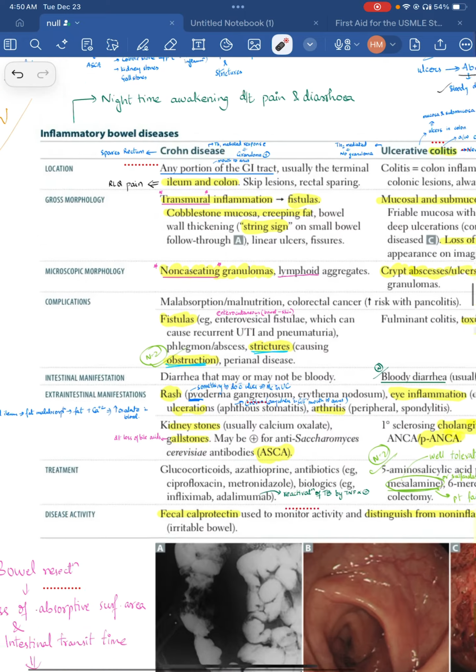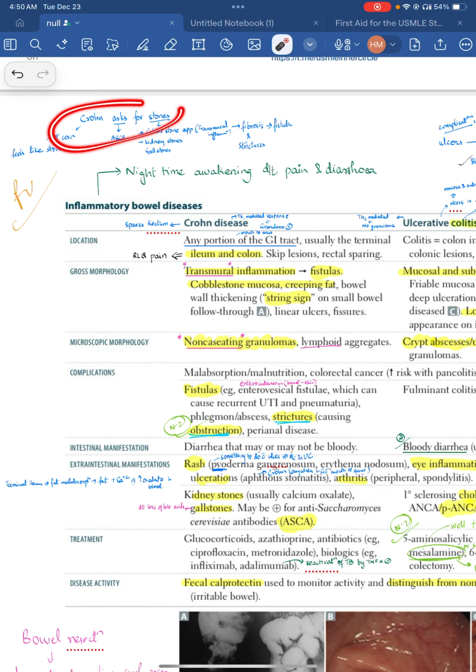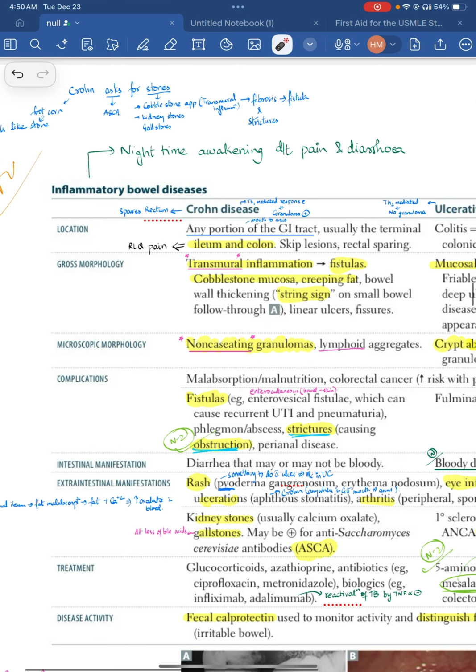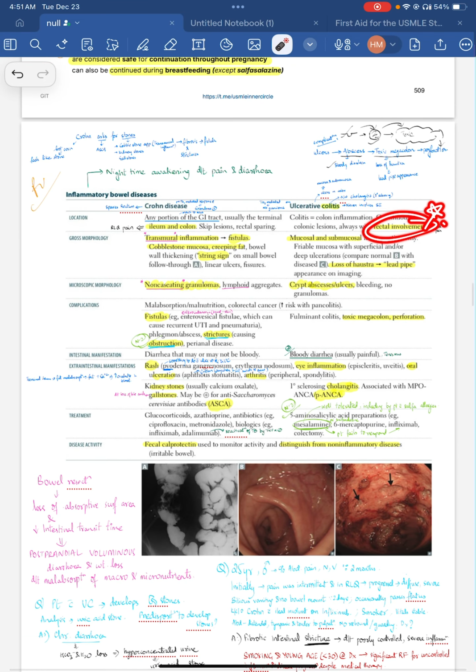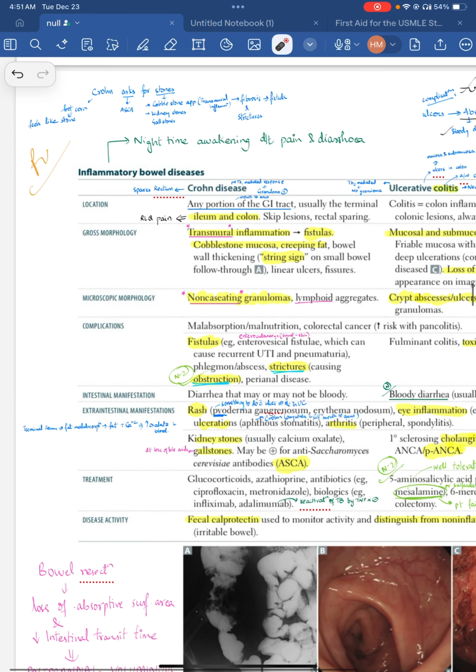Next, coming to Crohn's disease. Crohn's disease, we said, can occur in any portion of the GIT, mouth to anus. I think of it as corn. So you eat corn from the mouth, right? Mouth to anus, it can occur anywhere. Mostly it involves the ileum and colon. This will cause right lower quadrant pain. You have skip lesions and rectal sparing can be seen, whereas here rectal involvement is always present.